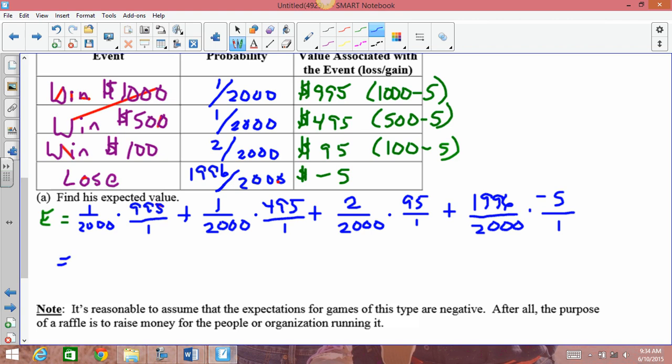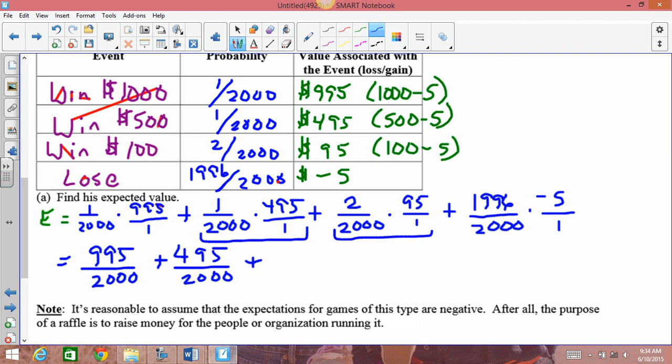So now you've got all this multiplication and division. Of course, multiplication needs to come first. So 995 times 1 is 995 over 2000. I'm just multiplying straight across, doing each one of these. So now if I multiply this out, I'm going to have 495 over 2000. Multiply this out, 2 times 95 is 190 over 2000.